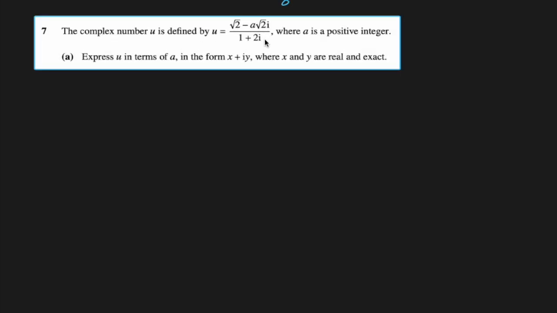Next question is about complex numbers. The complex number u is defined by this, where a is a positive integer. Express u in terms of a, and this should be the format, where x and y are real and exact. What they mean to say is to just rationalize the denominator.